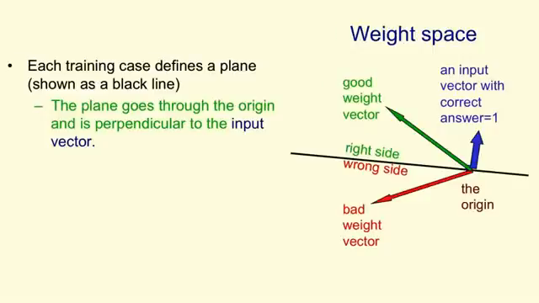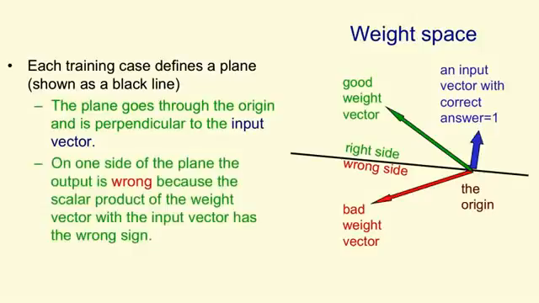Conversely, if we have a weight vector like the red one that's on the wrong side of the plane, the angle with the input vector will be more than 90 degrees, so the scalar product of the weight vector and the input vector will be negative, less than 0, so the perceptron will say no, or 0, and in this case we'll get the wrong answer. So to summarize, on one side of the plane, all the weight vectors will get the right answer, and on the other side of the plane, all the possible weight vectors will get the wrong answer.